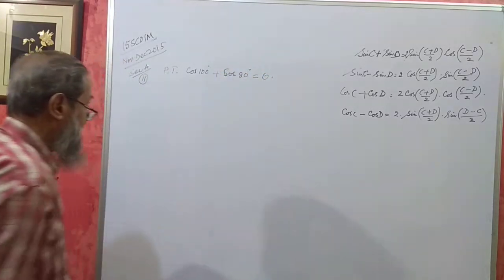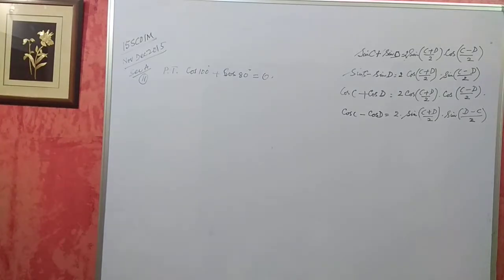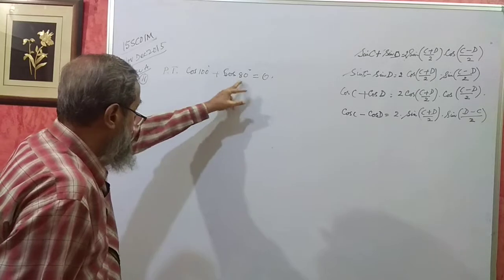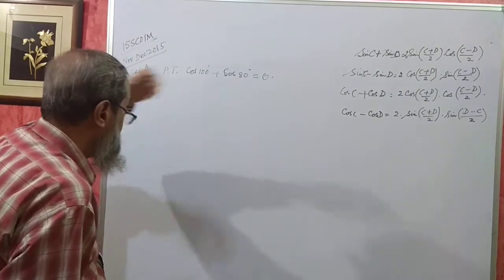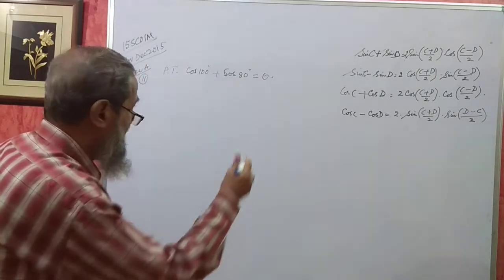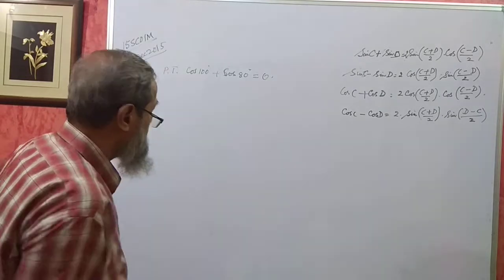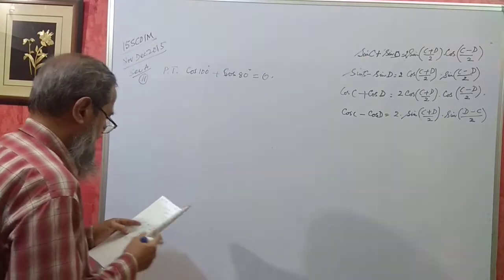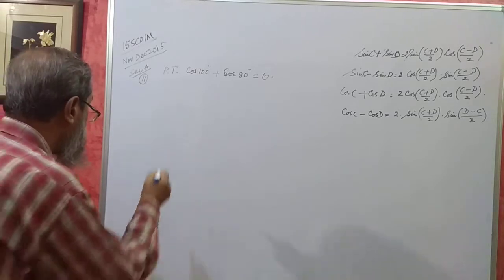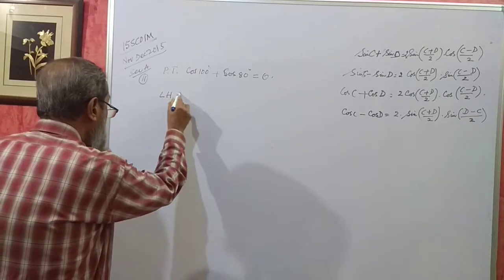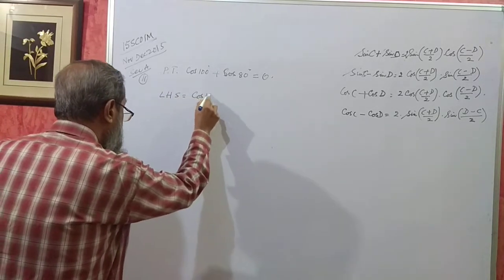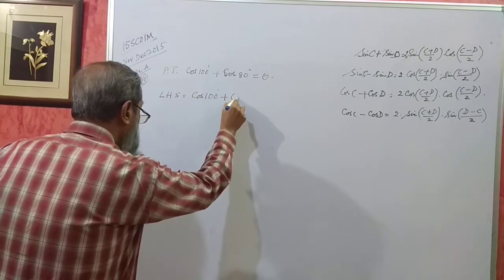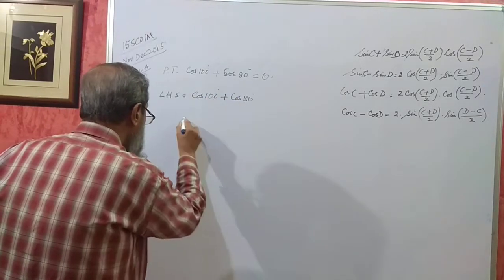This problem we have done earlier also in allied angles. This can be written as 90 plus 10, this can be written as 90 minus 10. We have done there also. It can be done in this also. Now cos C plus cos D, right? The left hand side is cos 100 degree plus cos 80 degree, right?